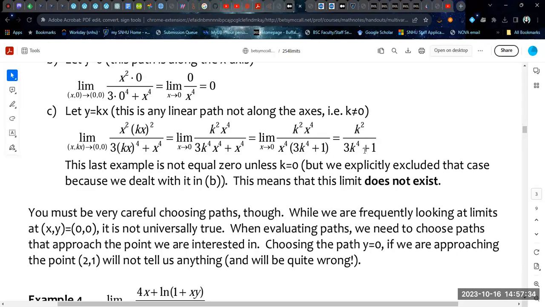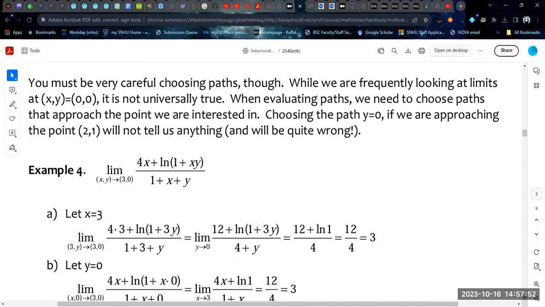So even though it looked like it was going to be 0, we found a straight line path to the origin that proved that, in fact, it's not always going to be 0. Sometimes it's going to be some other number, and it's going to depend on the specific path that you choose.